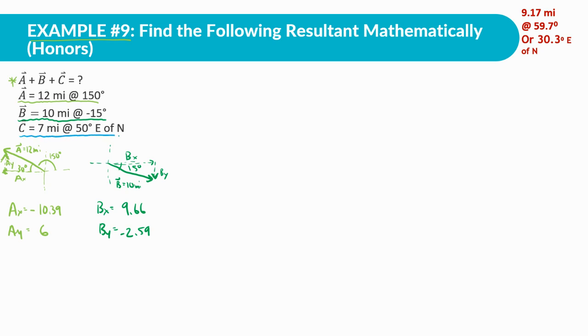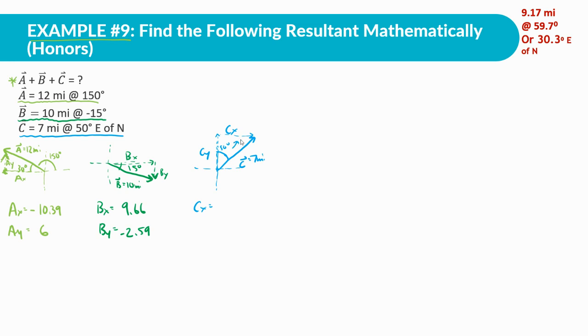C is equal to 7 miles at 50 degrees east of north. So let's draw this. This is north, this side here, so I'm going east of it 50 degrees. That should look something like this. A few ways to do this, but I'll go this way this time, the vertical way. So this is going to be C, that's 7 miles. And this is C sub y, C sub x. C sub x is actually going to be on the opposite side this time, so we're going to use sine to figure that out.